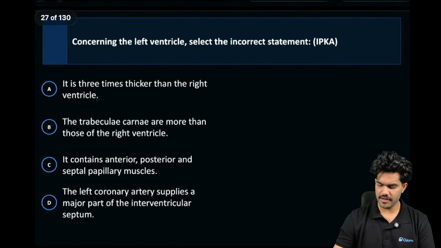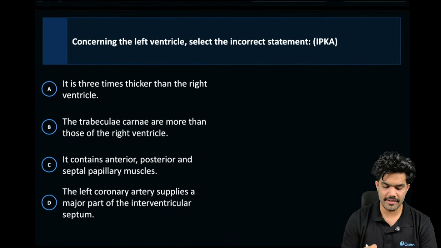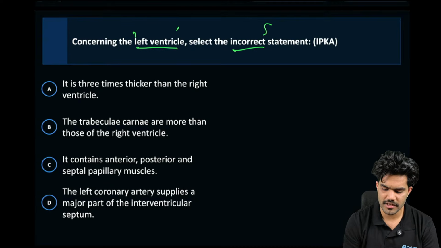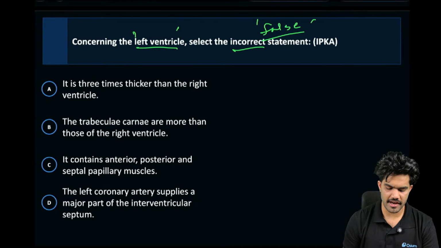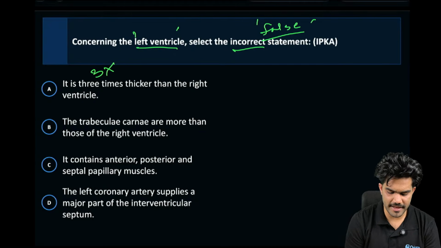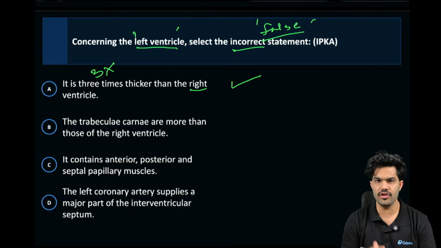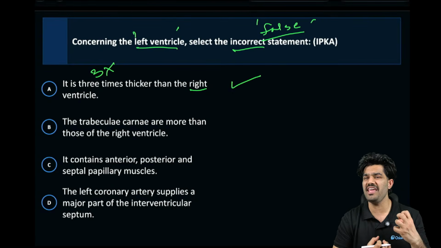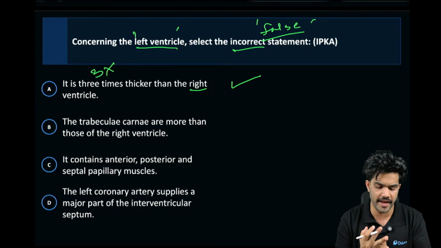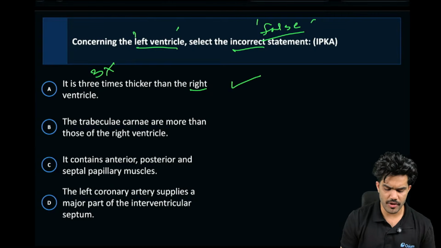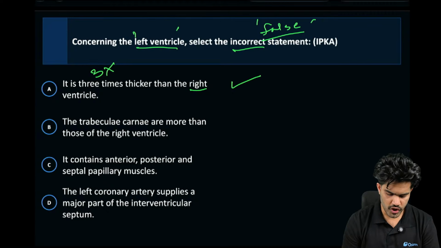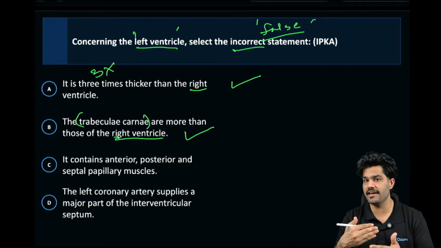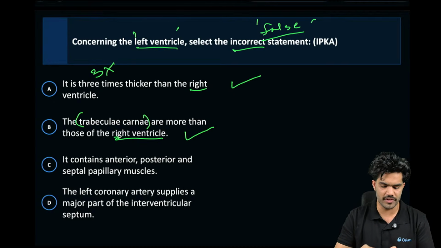Yes. Next we are talking about concerning the left ventricle. Concerning left ventricle, select the incorrect statement. See, now also we have to find out the false statement. Okay. It is 3 times thicker than the right ventricle. Yes, we all know. We want oxygenated blood all over the body, so the pumping power should be more. So it is 3 times thicker than a right ventricle. The trabeculae carneae are more than those of right ventricle. Yes, because it should be thicker, right? So trabeculae carneae is also more than right ventricle.